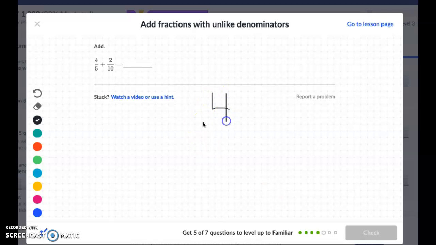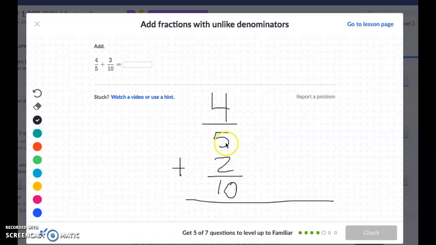4/5 plus 2/10. And lucky us, they kind of did us a favor here again. That smaller number can be changed to the bigger number because I can do 5 times 2 is 10. So 4 times 2 is 8. Then I have 8/10 plus 2/10. So 8 plus 2 would be 10/10, tenths. And hopefully by now you're noticing that that would be the same as 1 whole.